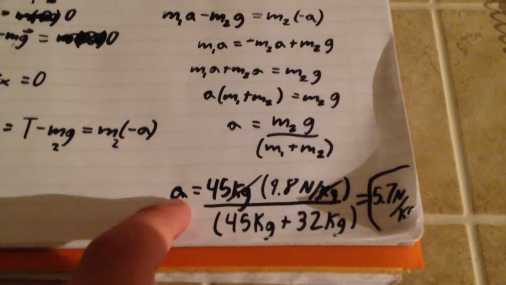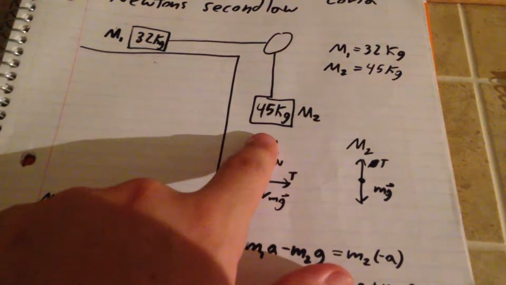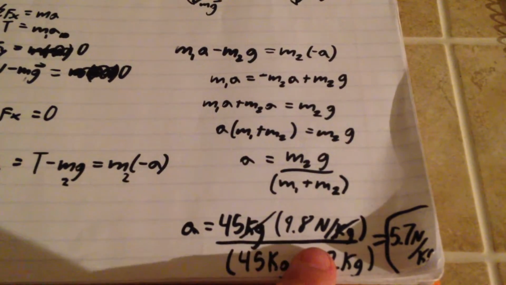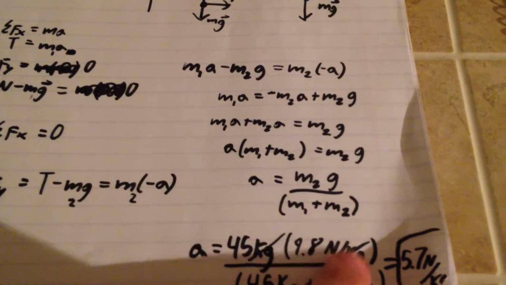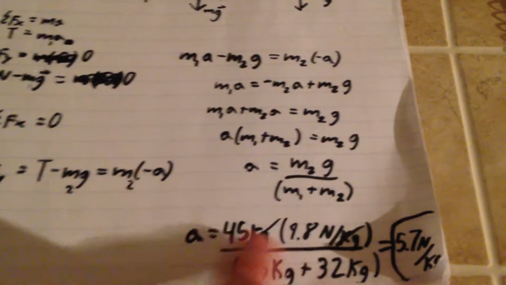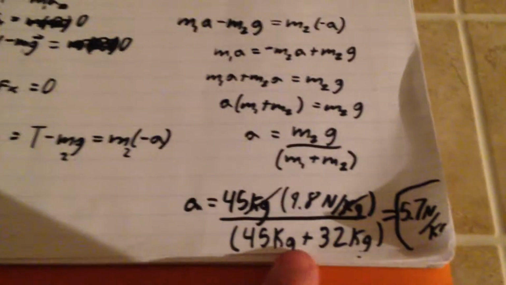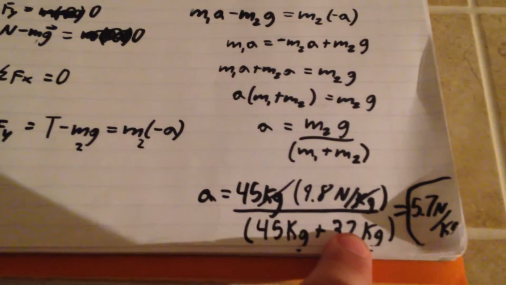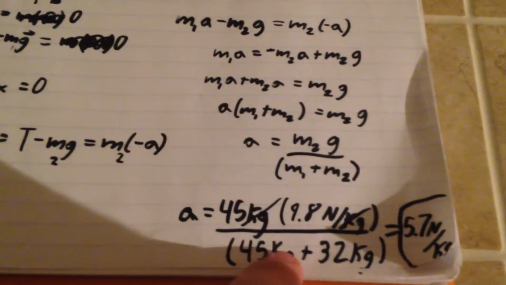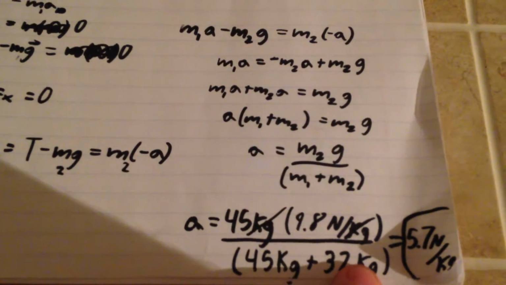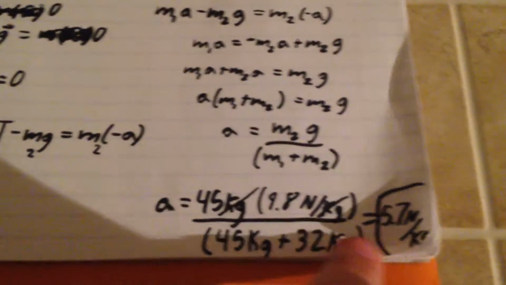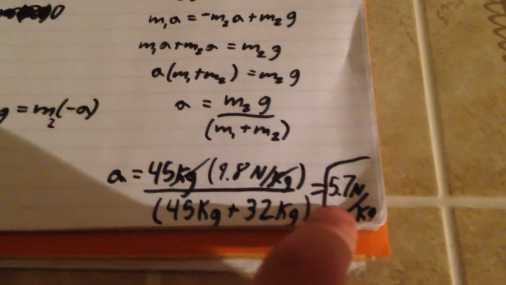And then your mass 2 is 45 grams, times 9.8 newtons per kilogram, which is your gravity. Over your mass 1 plus mass 2, the grams cancel, which leaves you with newtons per kilogram on the bottom. So your answer is 5.7 newtons per kilogram.